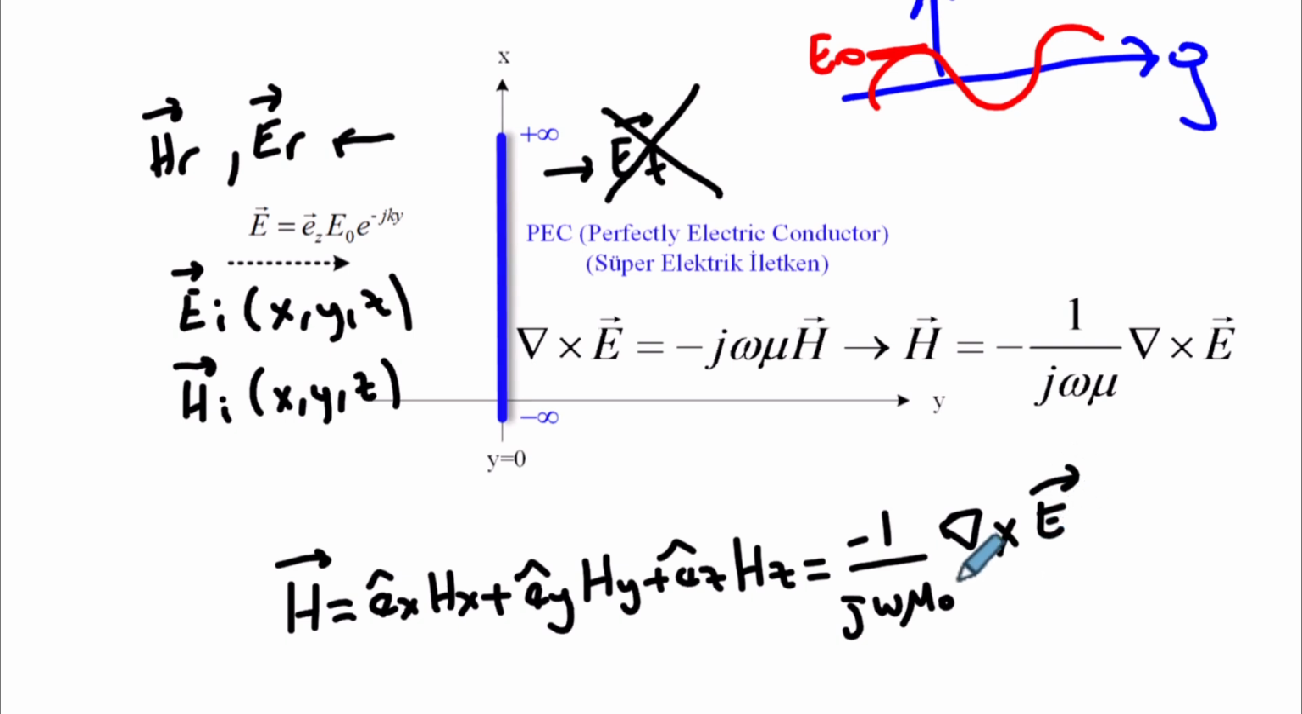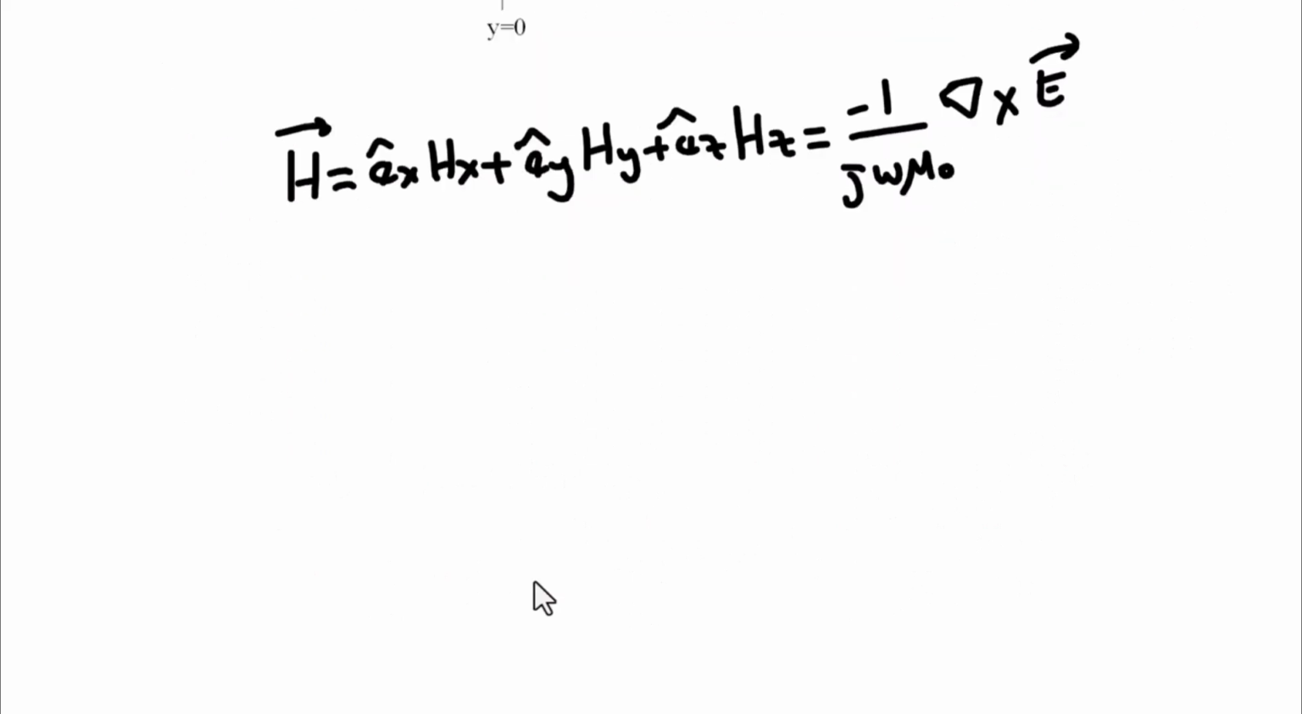You already know that H is now this, so I won't write it again. -1 over j omega mu 0. For the del cross E, you do it like this, friends. You open a determinant, like this. Let's draw it more neatly. I opened a line of determinant like this.